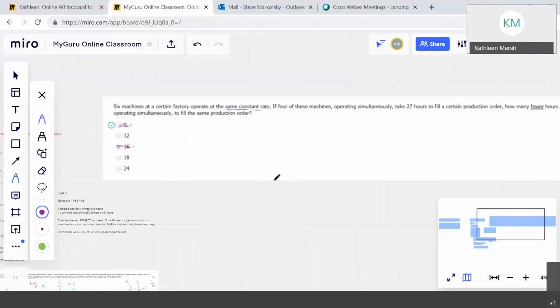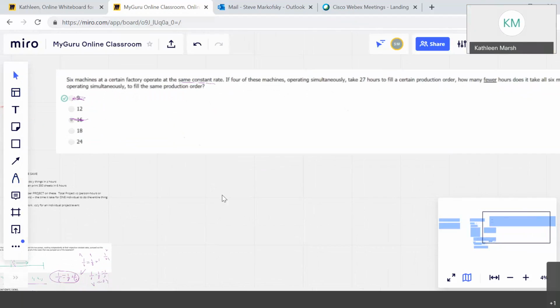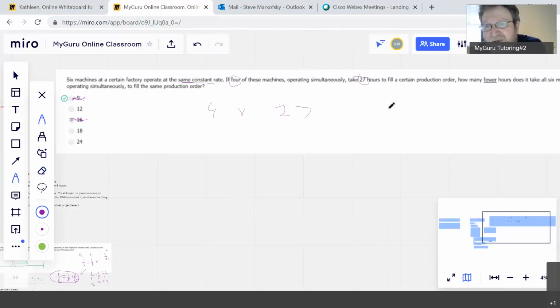Yeah, sure. So the 4 machines operating simultaneously take 27 hours. So you would do 4 times 27 to get your one machine rate. Right. So, what do we have here? Essentially we've got 4 machines, right? The reason that this works is because when it says 4 machines take 27 hours, what we're really saying is 27 hours per machine, right? That's really what this is getting at, even though it doesn't say it flat out. And what's that equal? That is 108. Okay.